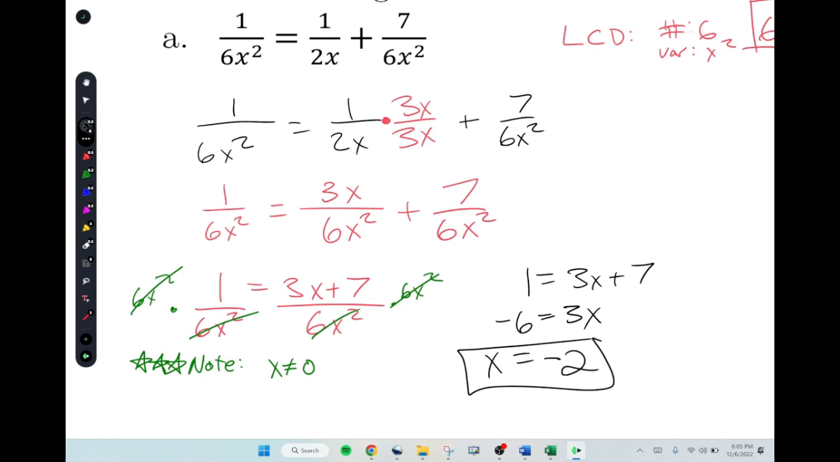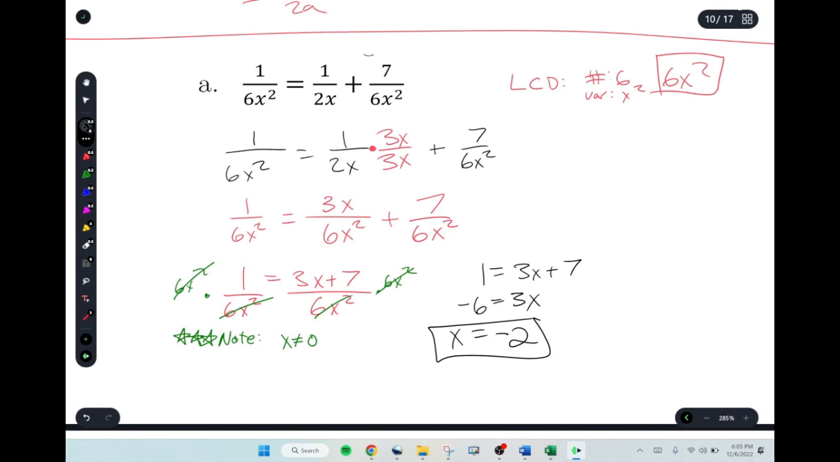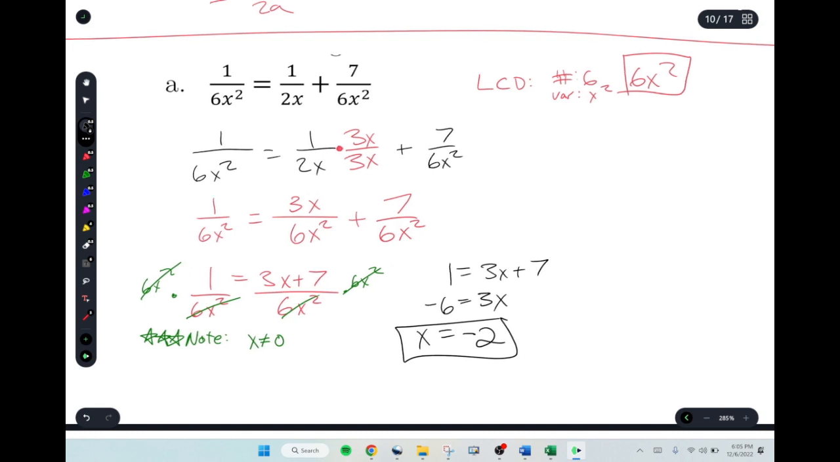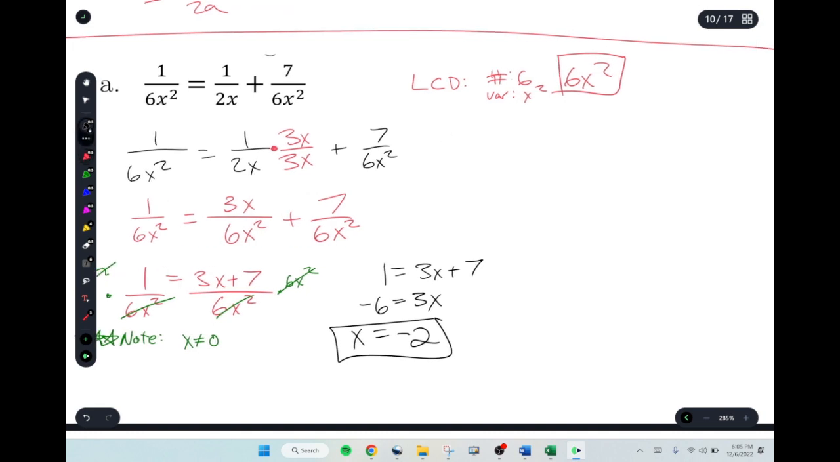Negative 2 squared is 4. 4 times 6 is 24. Good to go. 1 over 4, 7 over 24. 1 over 4 plus 7 over 24 is 6 plus 7. Wait, I don't know what I'm doing. Plug it in and check. But what I'm saying is plug it in and check. Don't be content with your answer. You have plenty of time.